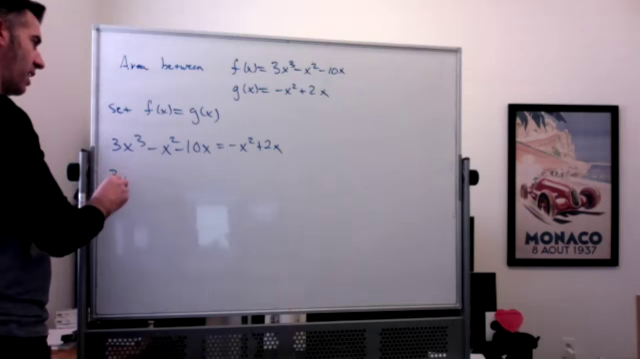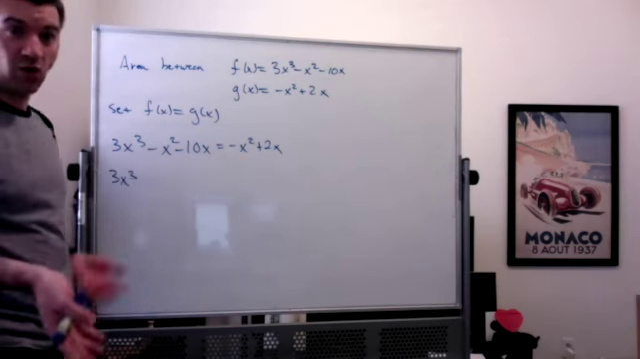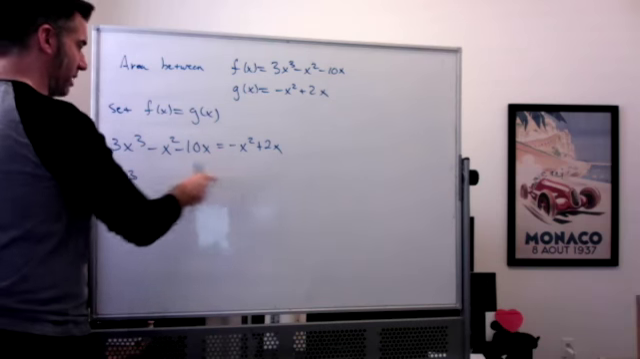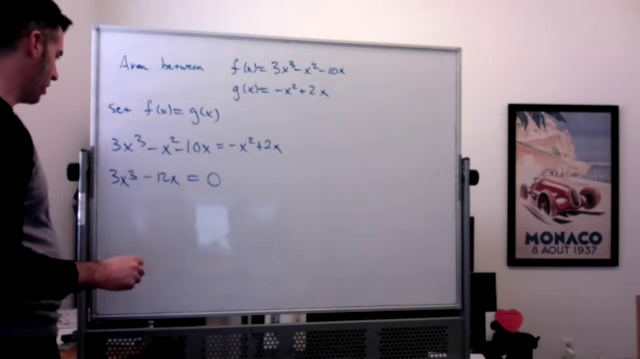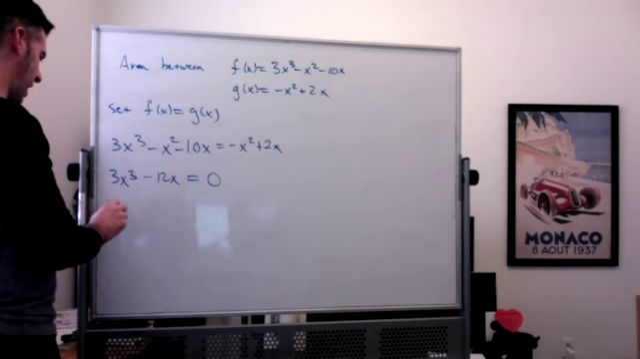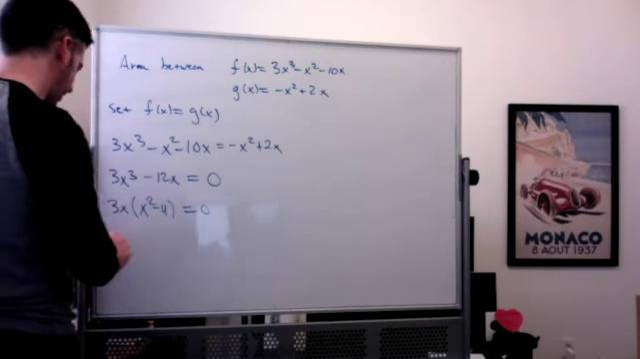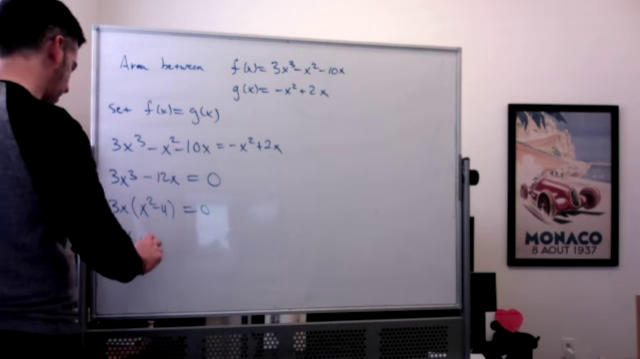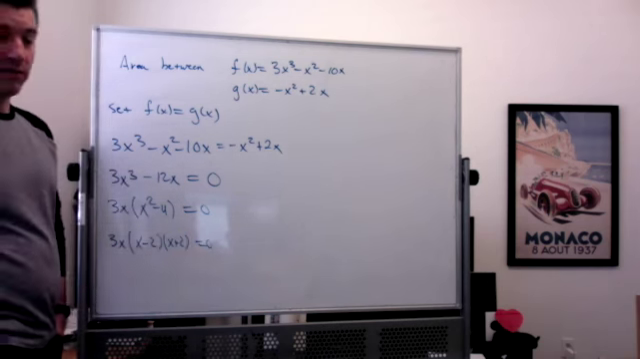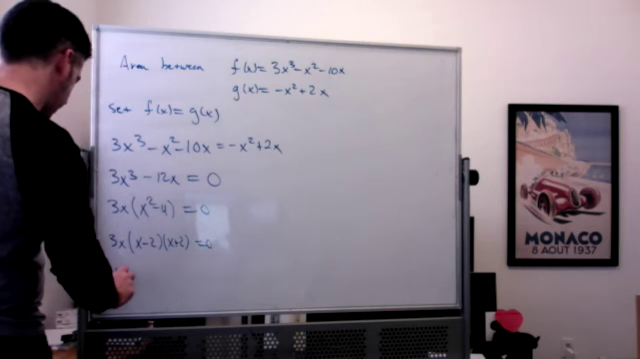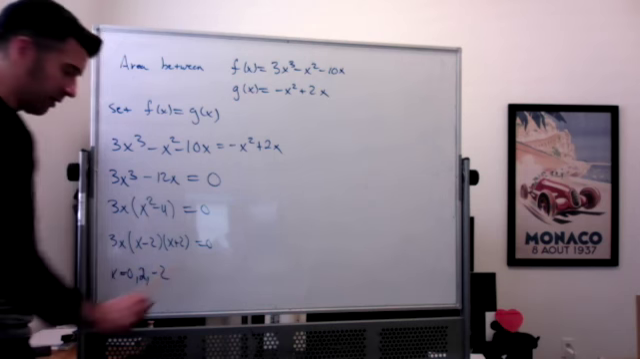So I'm going to have 3x cubed minus x squared plus x squared is 0x squared. Great. And then negative 10x minus 2x is minus 12x, equal to 0. Factor out a 3x. I'm left with x squared minus 4. Factor some more. We got x minus 2 times x plus 2. So my points of intersection are x equal to 0, 2, and negative 2.